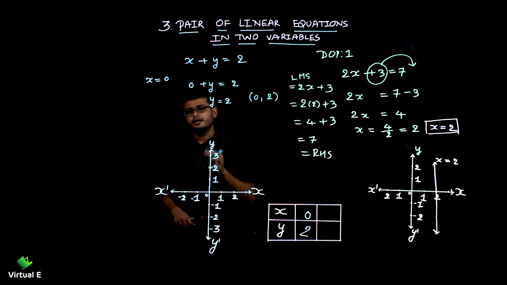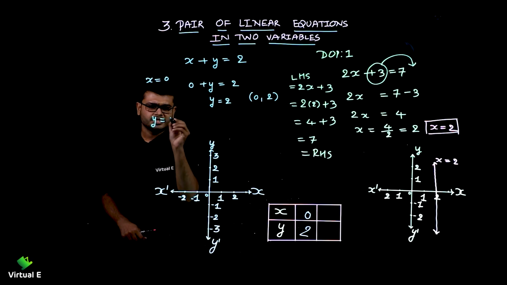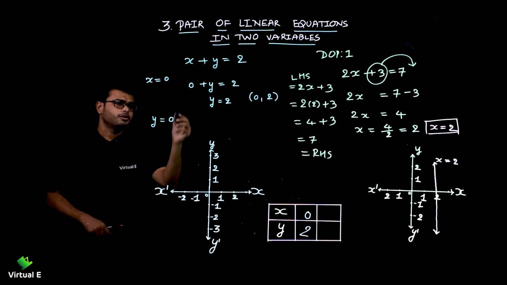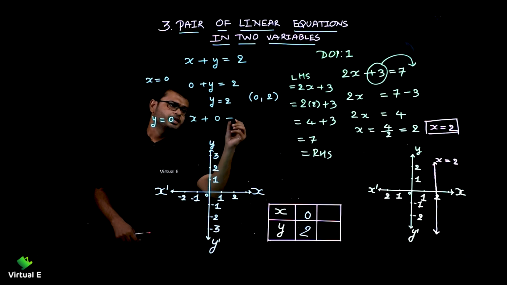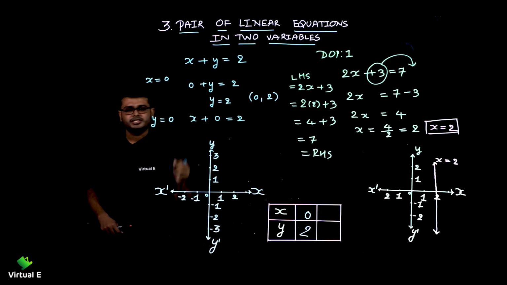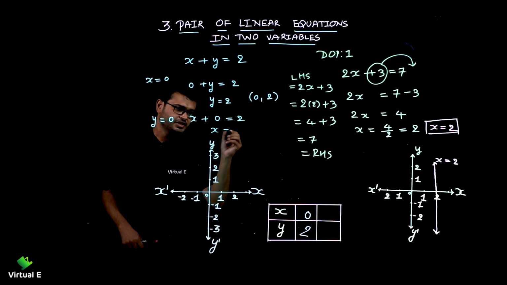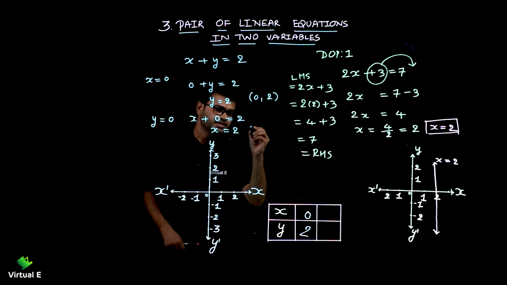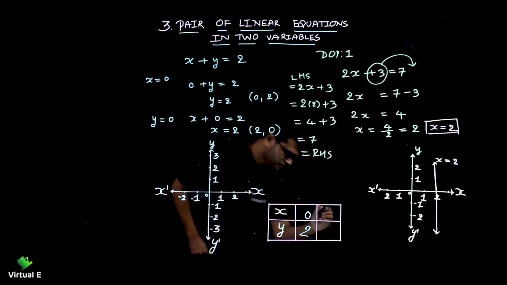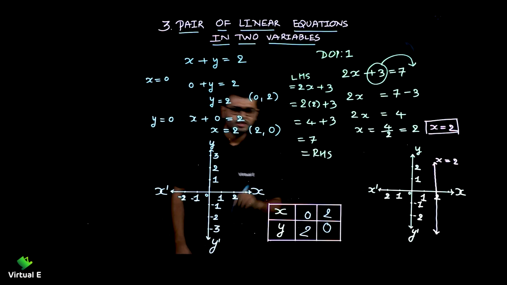Let's find another solution. Now this time I am going to take y is equal to 0. So x as it is plus the value of y, 0, and the RHS as it is, 2. So it makes sense that x is equal to 2. So let me substitute the same. The second coordinates are x is equal to 2 and y is equal to 0.